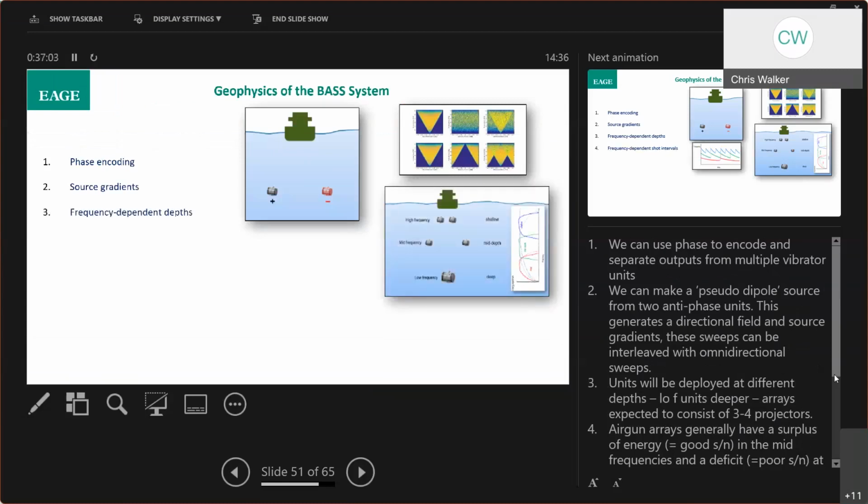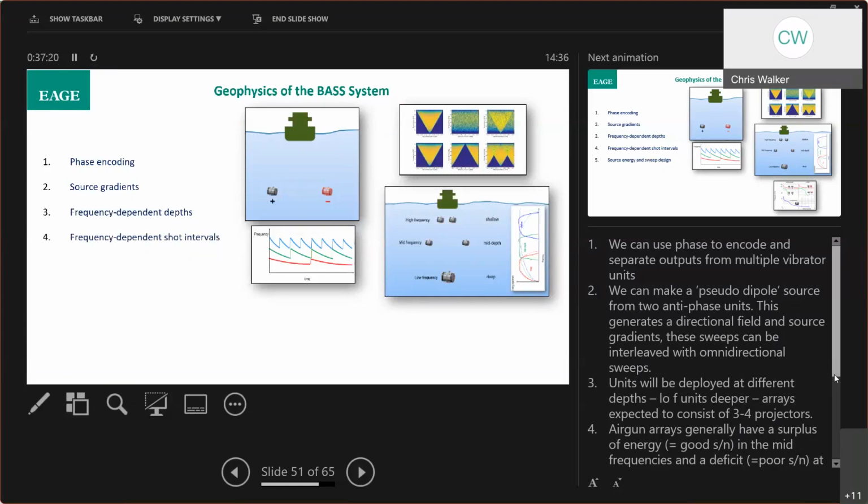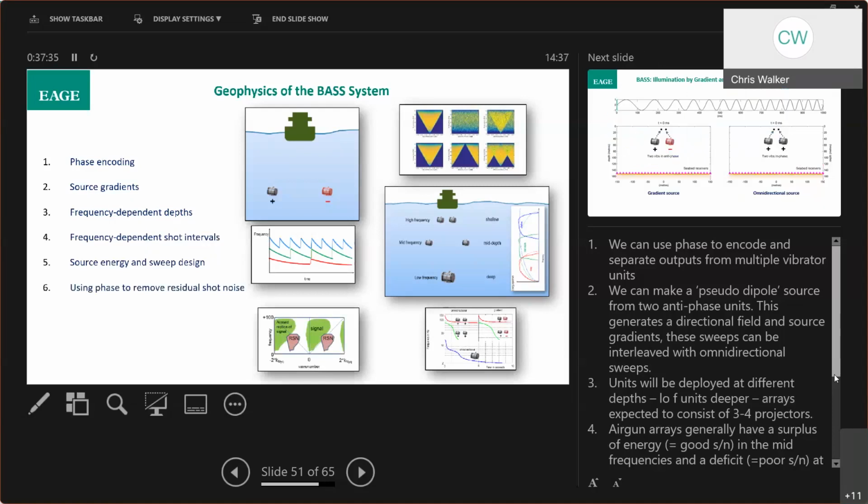And the different size, different frequency units operate at different depths. The lower frequency units, which are required to sweep less often because they're longer wavelength, are towed at a deeper depth, and then the mid frequencies at shallower, and the higher frequencies at the shallowest depth of all. And so you can have frequency-dependent shot intervals. As I say, the lower frequency sources don't need to be swept so often. You can have different sweep designs. As I say, you've got complete control over both the phase and amplitude of the signals that you're injecting into the ground. Next slide, please.